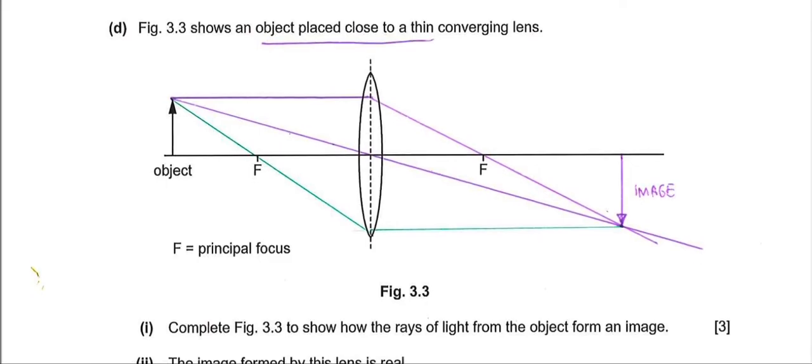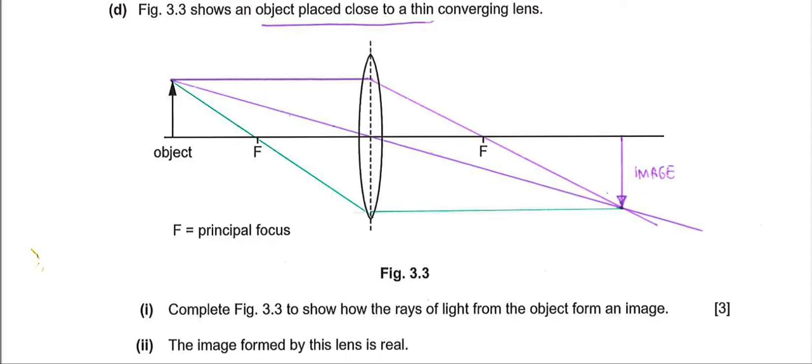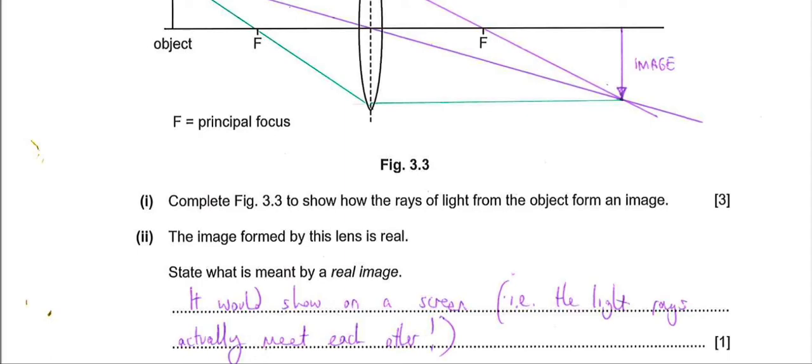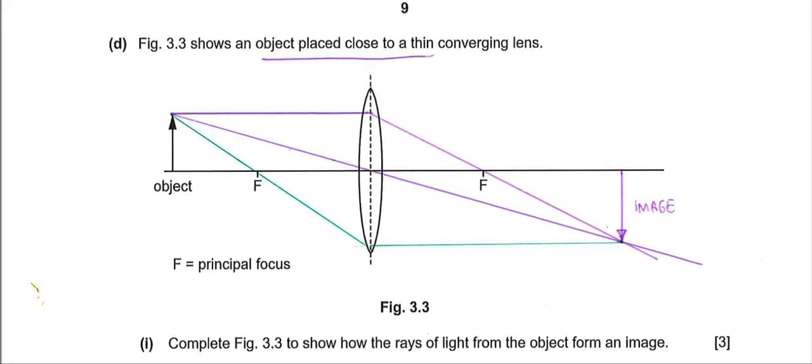Another feature here is that the image is real, and you're often asked to discuss why we know that this is real. Okay, we know that this is a real image because the light rays actually cross each other. Okay, in a virtual image, we require a bit of processing, a bit of extra work in order to make our image, whereas in this case, those light rays are crossing each other, and therefore a real image would show on a screen, i.e. the light rays actually meet one another. And you can see that very, very clearly. Okay, in this case, we've got our light rays bending to form an image at the same point.